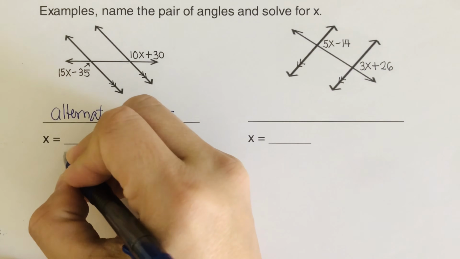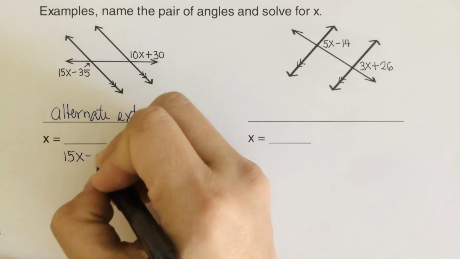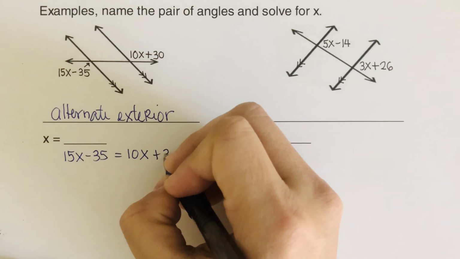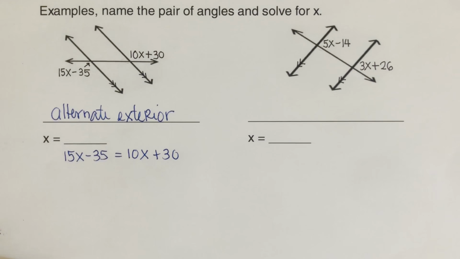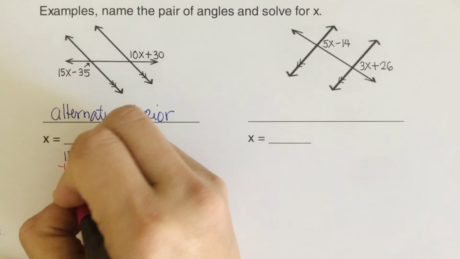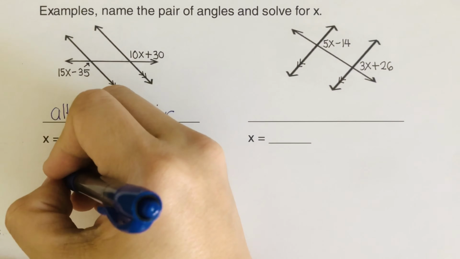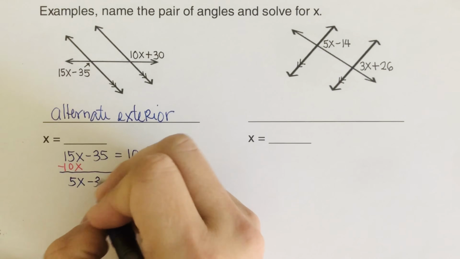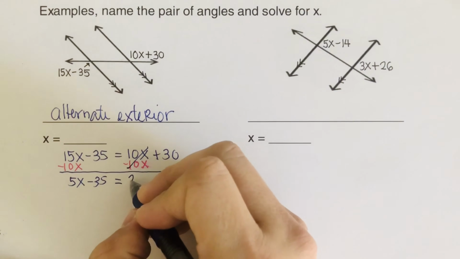So this would be 15x minus 35 equals 10x plus 30. From here, we are going to subtract 10x from both sides, so minus 10x and minus 10x over there. So we are left with 5x minus 35 equals 30.